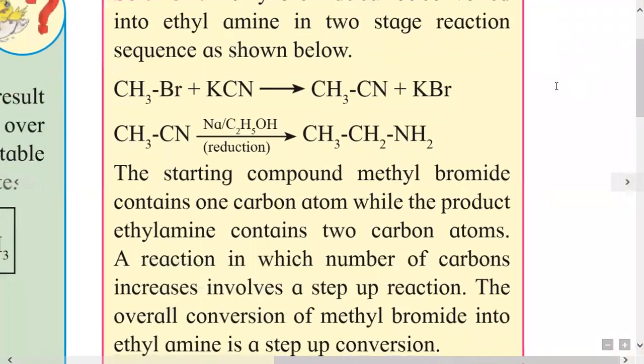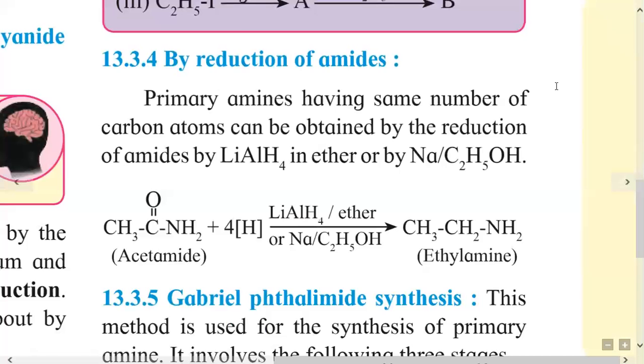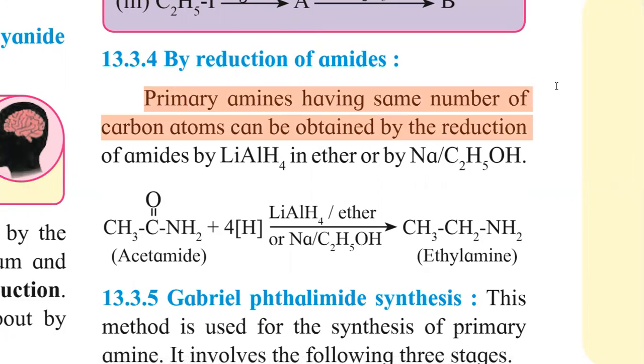Then method number 4 for the preparation of amine is by reduction of amide. We know amides have the general formula RC double bond O NH2. So an amide contains a carbonyl group as well as an NH2 group. So here primary amines having the same number of carbon atoms can be obtained by reduction of amides. The reducing agent can be lithium aluminium hydride in ether or sodium metal in alcohol.